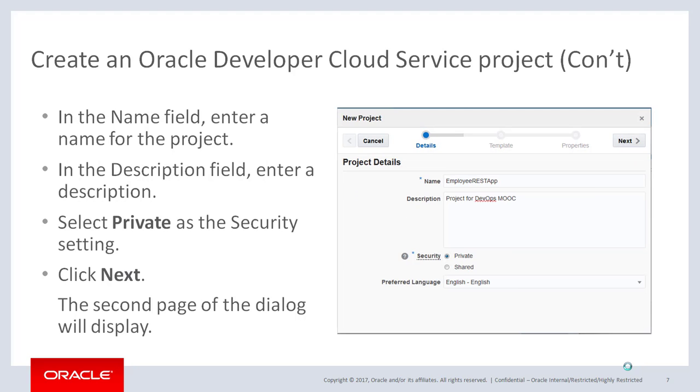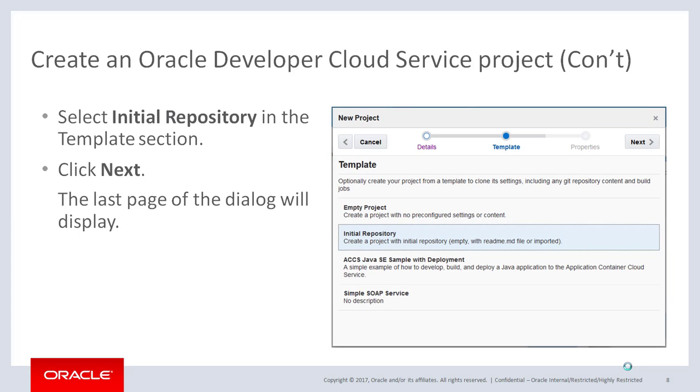Fill in the name of the project, example REST app was suggested, and a description. Select either private or shared to determine who can see the project. Shared means anyone can, private means only invited members can. Click Next. On the second page, in the template section, select Initial Repository and click Next.